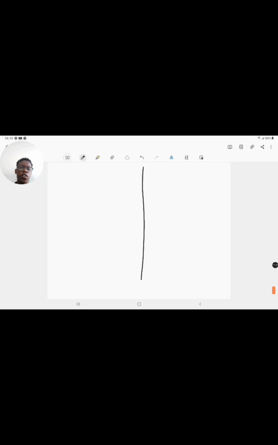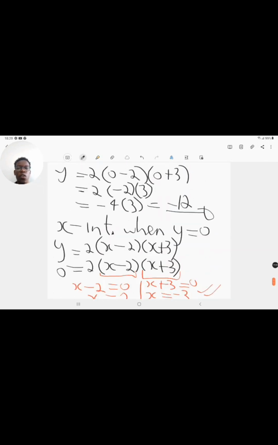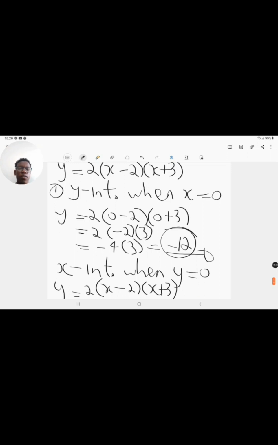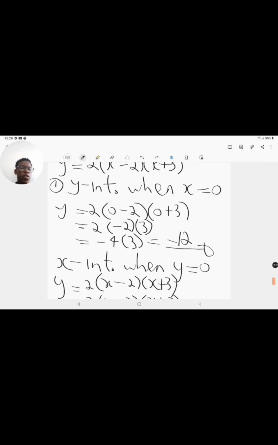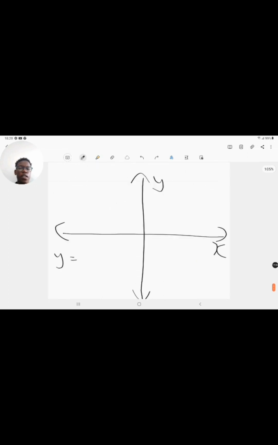Now if you were to sketch that graph, remember to always label your axes, right? Your y-intercept, let's have a look at it. It's not dependent on memory. Your y-intercept is minus 12. There's your y-intercept there. We calculated it earlier on. So your y-intercept is minus 12.